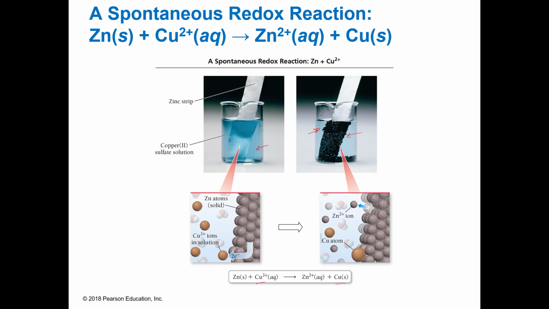In this reaction, we're not getting any work out of it. This is happening right at the interface of the metal strip and the solution, and this reaction is happening spontaneously. So we know that delta G ought to be negative for this reaction to be spontaneous. What we want to do is get some work done, so we want to use those electrons for work.